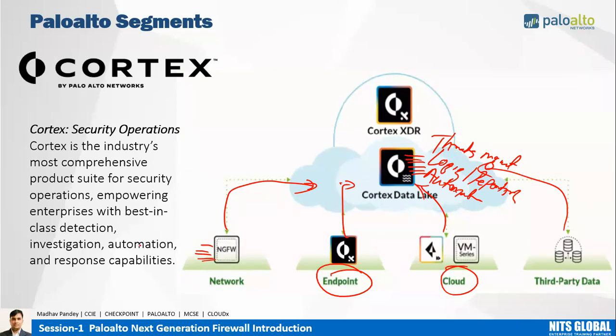That means whenever any packet comes to your firewall, it will quickly check here: is this in the database? Oh yes, that means it should be blocked. So it will report here, it will block it, it will not allow it to go. That entire database is kept on the cloud. That is Cortex. So Cortex is a Palo Alto cloud solution for security operations, the industry's most comprehensive product suite, providing complete logging, threat management, automation, and so on. This is Cortex, the third segment of your Palo Alto.